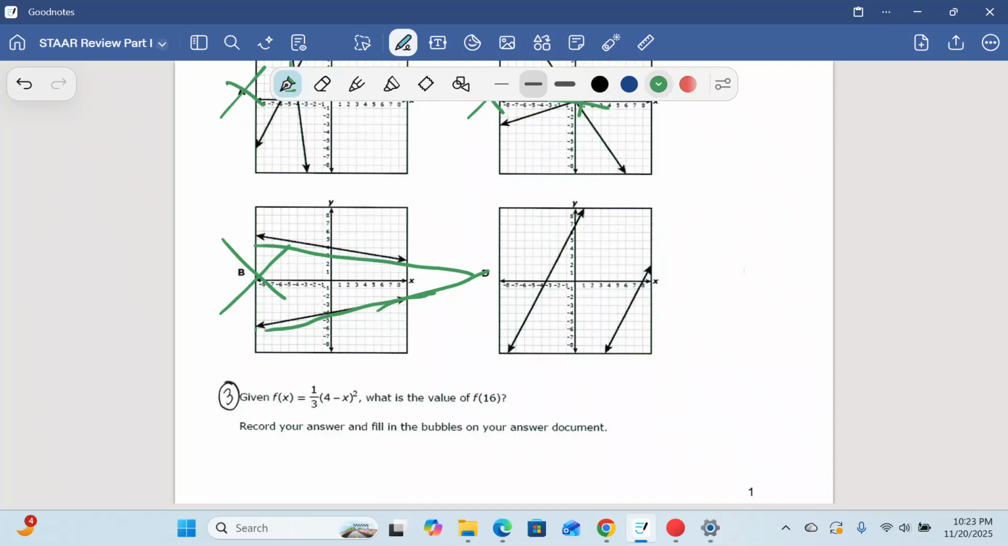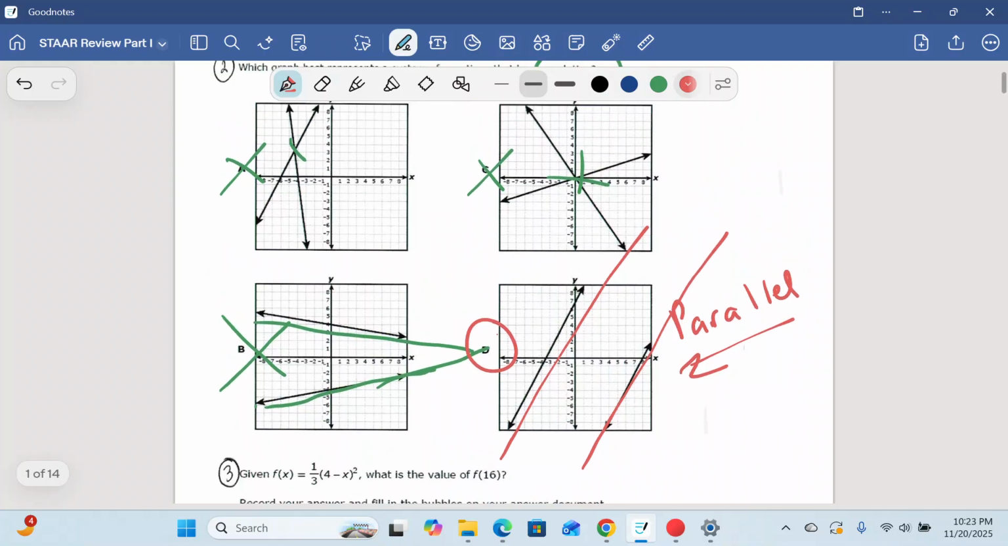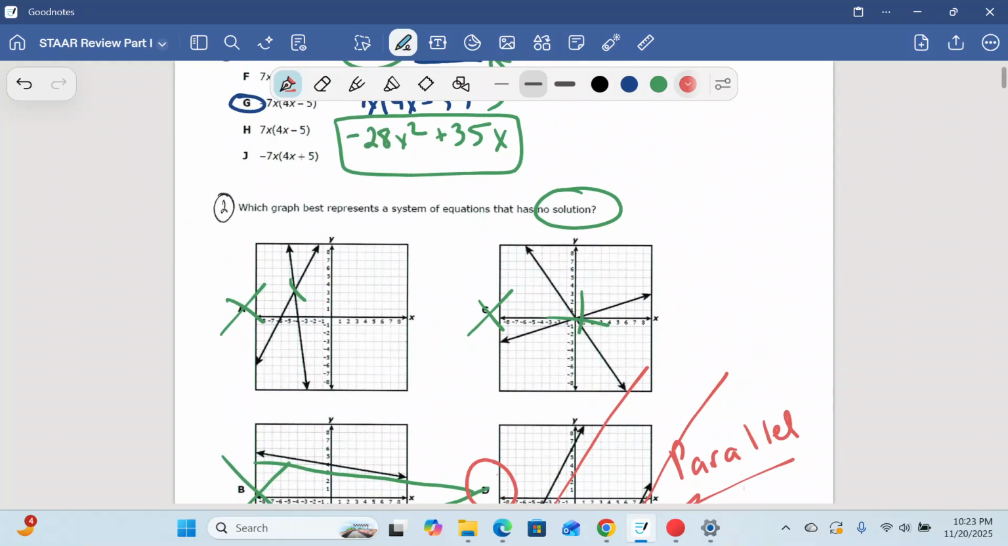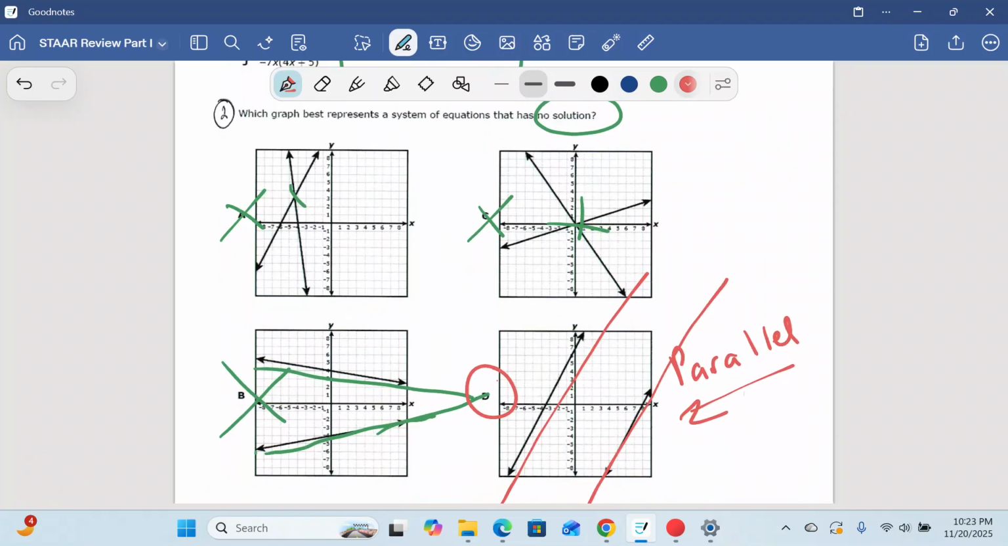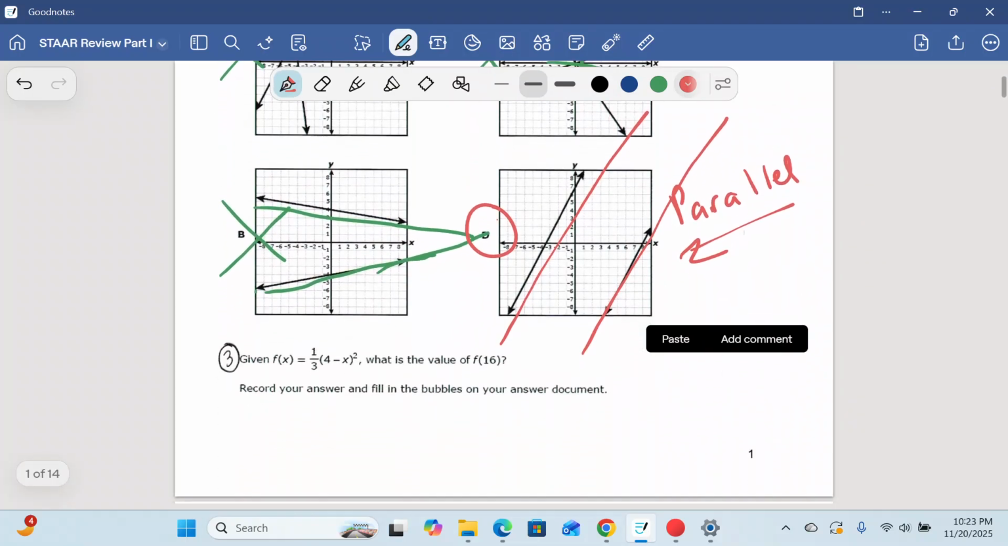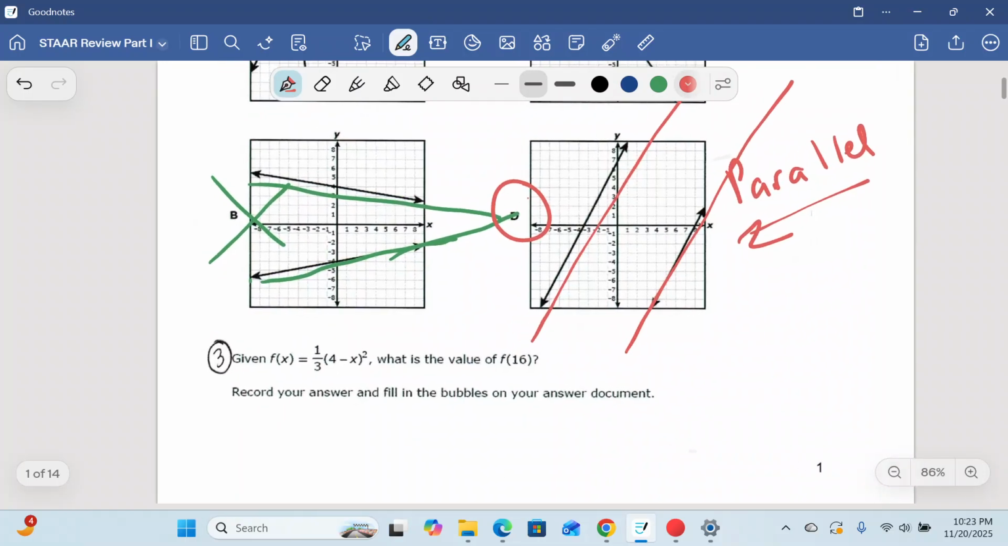Now, why is D the correct one? Well, D are parallel lines, and parallel lines never cross, and they never meet. So this one would never cross this one, and that means that one has no solution. And the question at hand is which graph represents no solution? A is wrong. B, eventually it's going to meet off paper. C, it's wrong because it meets right there. And D are parallel lines, and they're never going to touch, and they're never going to meet.